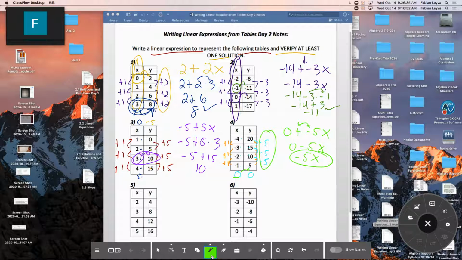Now let's test a problem. Let's test negative 4 and 20. I'm going to plug in negative 4 for my x, so negative 5 times negative 4. Negative 5 times negative 4 is a positive 20, so notice that it checks out.